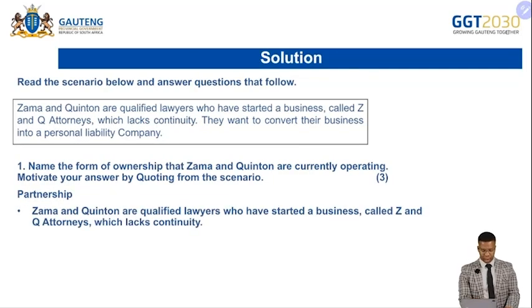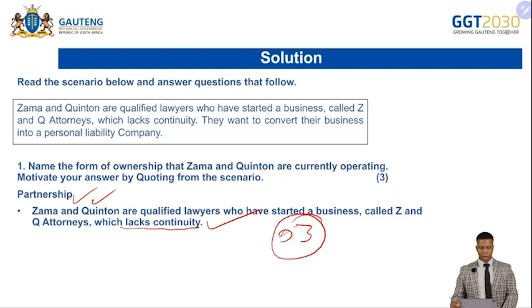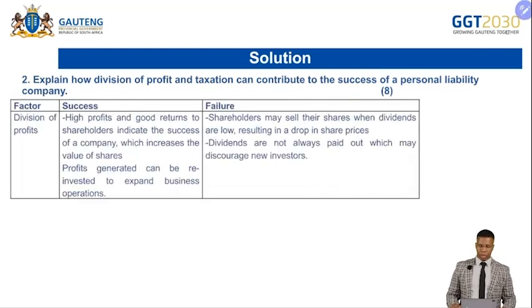Now, the answer is supposed to be partnership, yes, because a partnership is a business that is owned by 2 or more individuals. And then how do we see that? The issue of lacking continuity becomes very key as quotation for your motivation. Now, that is how you get your 3 marks.